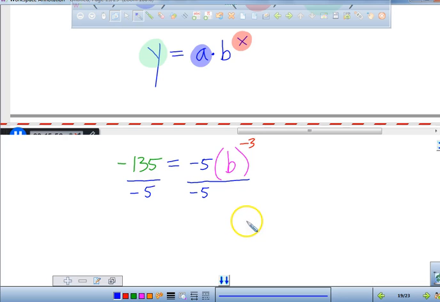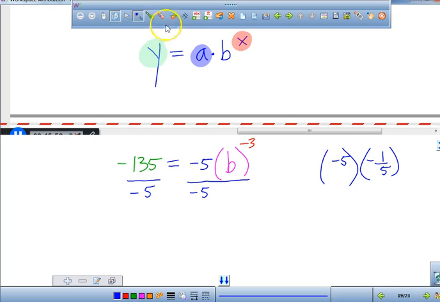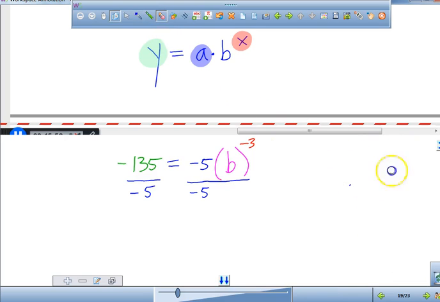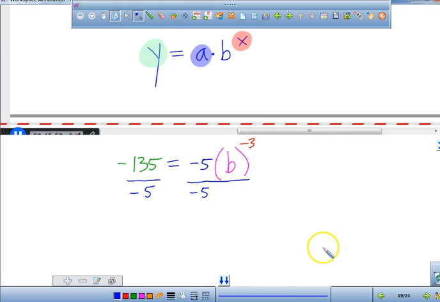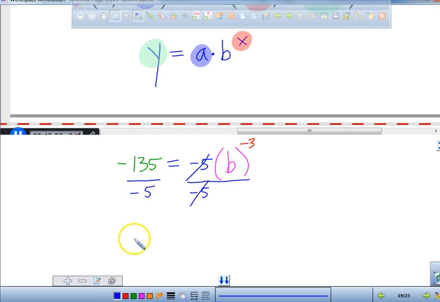Now if you want to multiply both sides by the reciprocal, that will still work. And the reciprocal of -5 is -1/5. So if you multiply both sides by the reciprocal, it would still be the exact same process. So dividing by -5 or multiplying both sides by -1/5 will still work. Boom. Those cancel out. -135 divided by -5 is 27, which is equal to B to the power of -3.